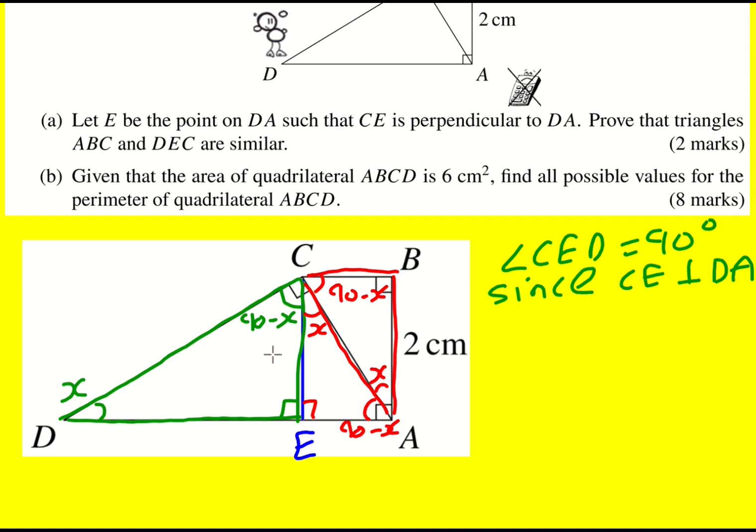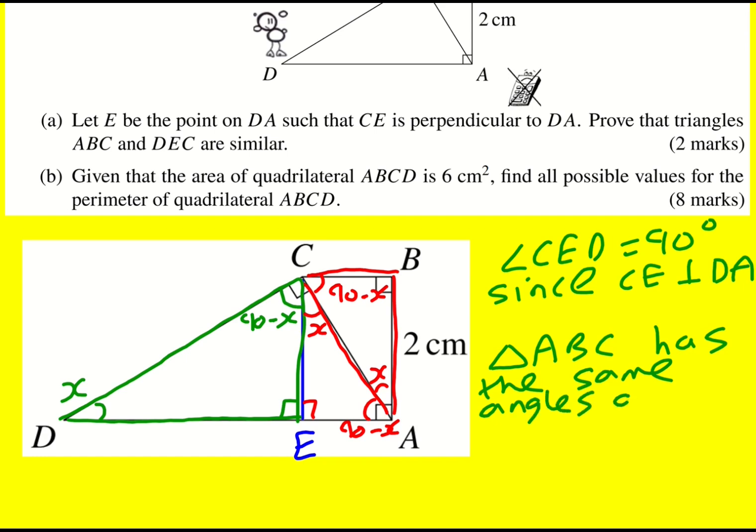Okay, so I'm not going to write any more there, but basically I've shown that triangle ABC has the same angles as triangle CDE. Therefore, they are similar. Okay, good.